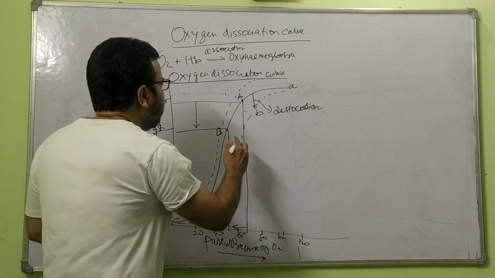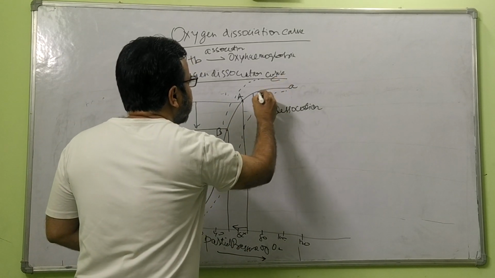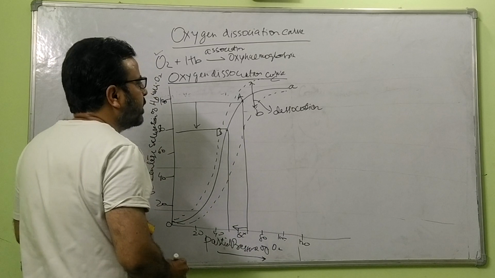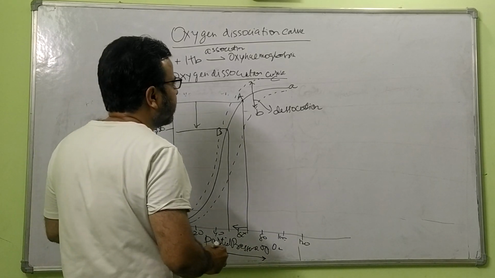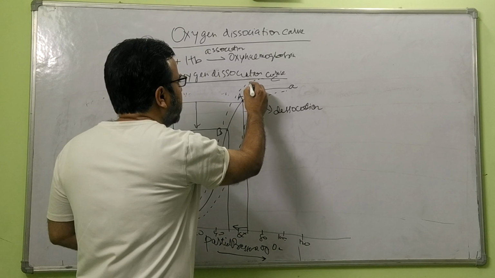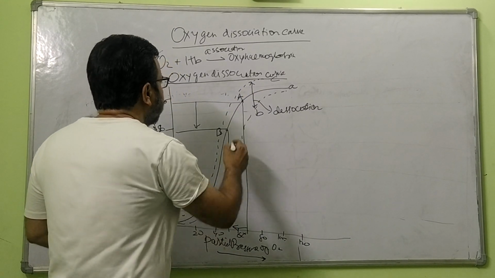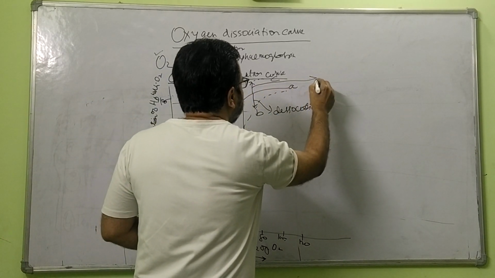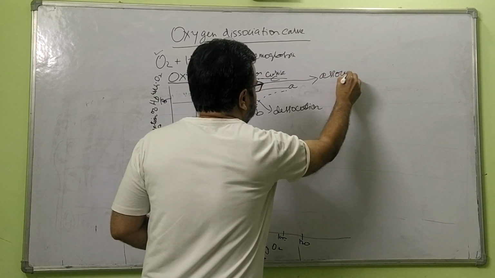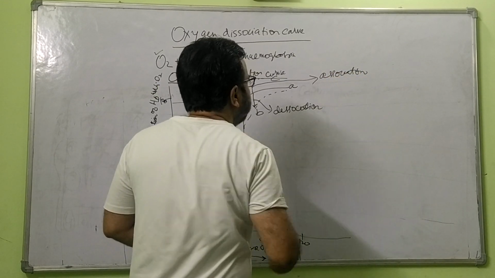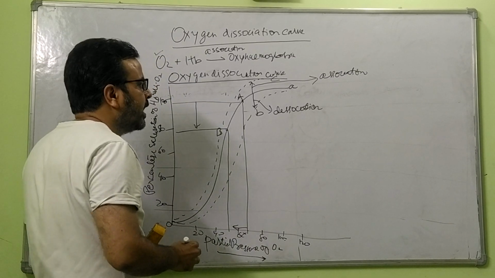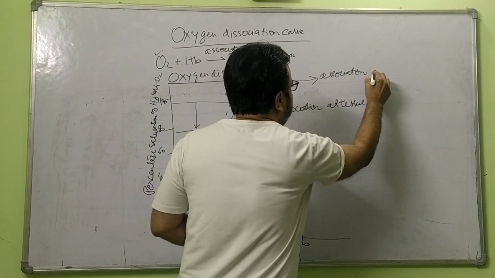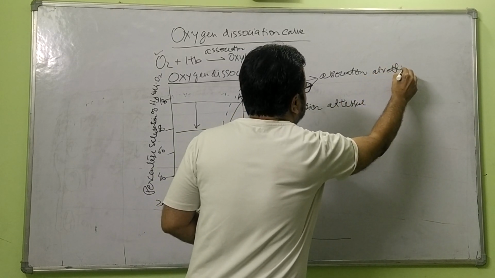oxygen. And if we talk about this curve C, small c, at the same partial pressure we have to go up to reach C, from normal curve A to the left shift curve C. So that means the saturation is increasing, and this increased saturation means association. Association happens in the lungs or alveoli, and dissociation happens at tissue level, and this is at alveoli level.